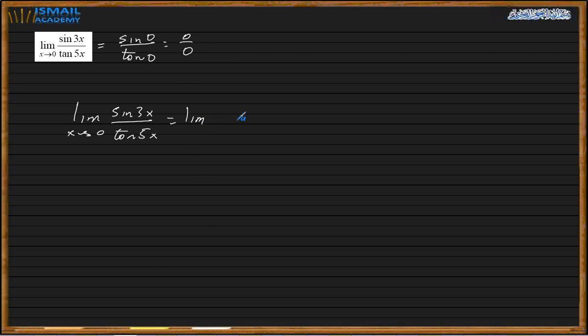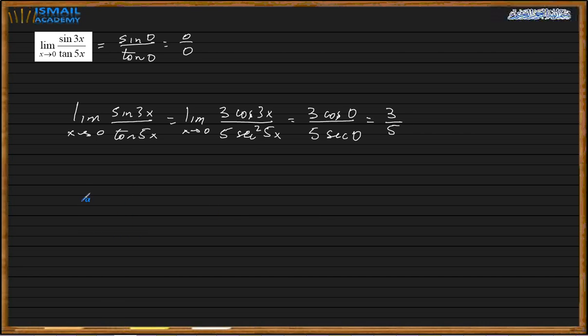So it's going to be the limit of 3 cosine of 3x over 5 secant square of 5x when x goes to 0. So when I substitute, cosine of 0 is 1, so it's going to be 3 cosine of 0, and secant of 0 again is 1, so it's going to be just 3 over 5. So this will be the limit.